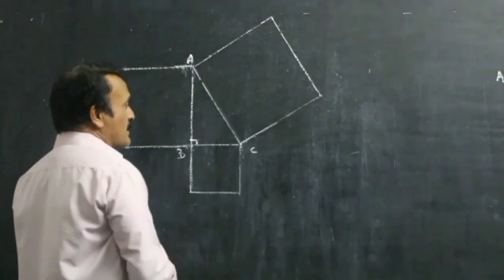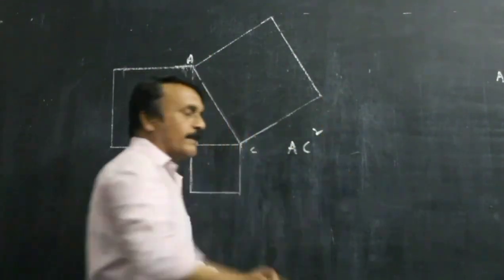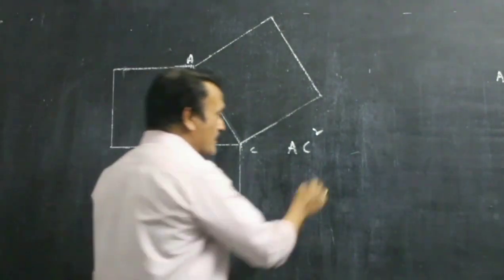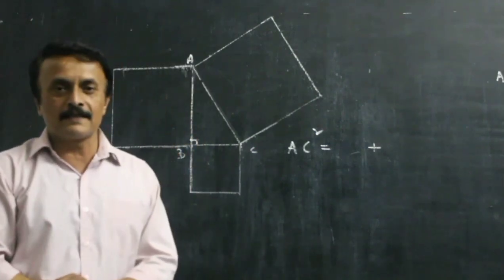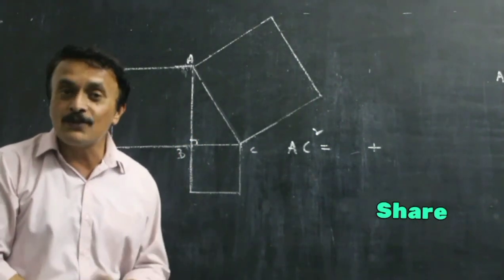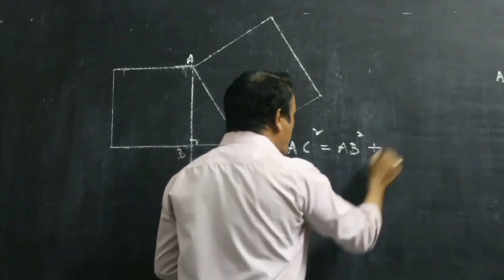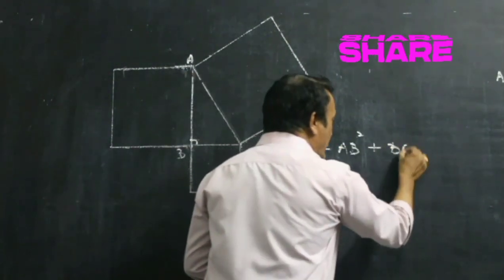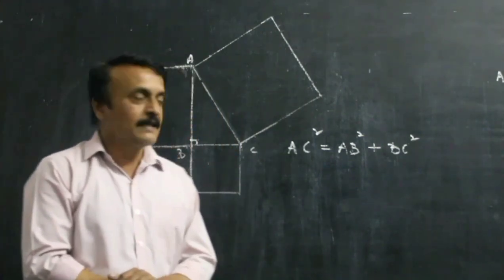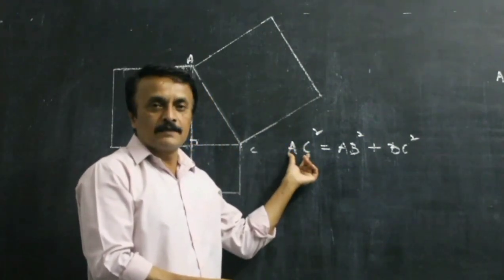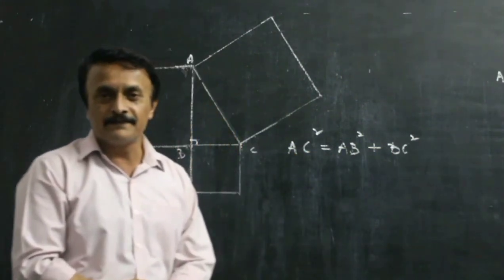Here how to write the relation? Here square on AC, that's what? AC square is equal to sum. Sum is plus, sum of the squares on the other two sides. Then nothing but what? AB square plus BC square. Therefore, in a rectangle triangle, square on the hypotenuse is the sum of the squares on the other two sides.